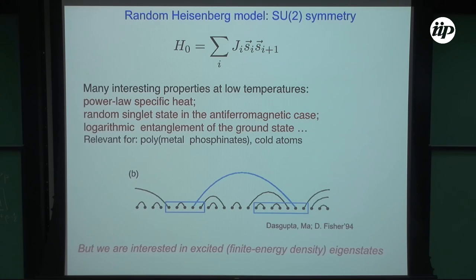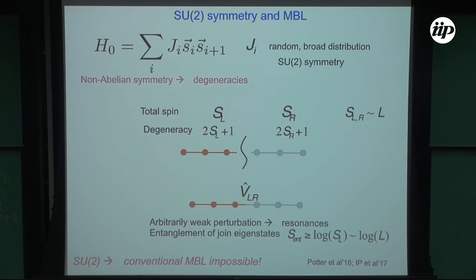Such systems exhibit power law behavior of specific heat at low temperatures, logarithmic entanglement in the ground state, and many other interesting properties. Also, from the point of view of experiments, they are relevant for some non-organic polymer materials like metal phosphonates. And it's also very relevant in the context of cold atom physics. But we are, however, interested in the highly excited eigenstates at finite energy density.